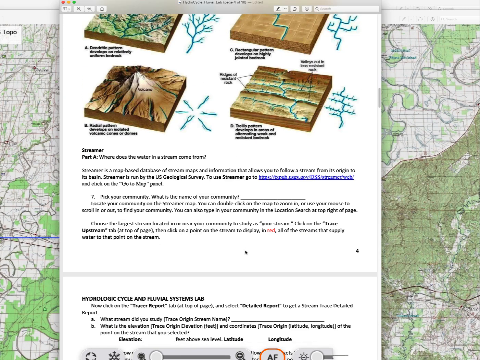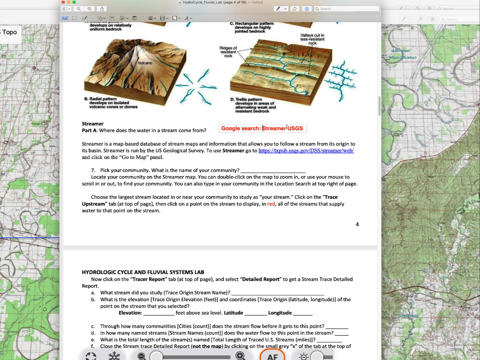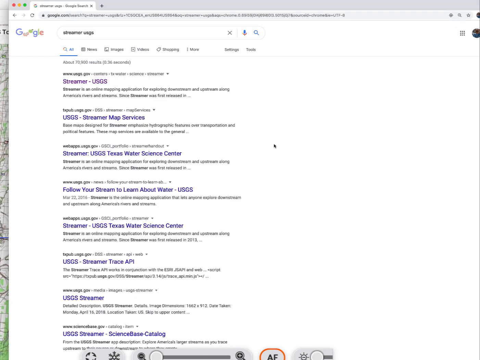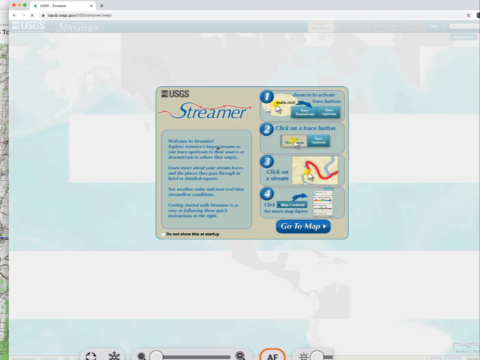All right, so this first problem, we're going to be looking at a website called Streamer. It's run by the U.S. Geological Survey, and I have the link here, but when I tried it, it wasn't working. So the best thing to do is just to Google search Streamer USGS, and so let's do that here. All right, so here I entered Streamer USGS, and it'll take you to this. You want to click on this usgs.gov site, and once you get in here, you'll want to click on this map. You can click anywhere on this map, and it'll take you to the Streamer site, and then you just go directly to map. So click on this Go to Map.